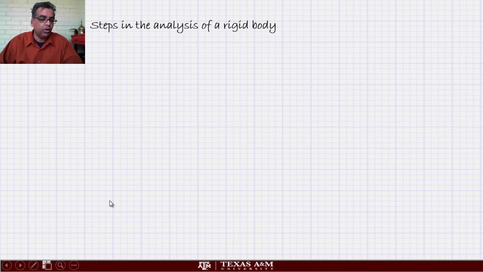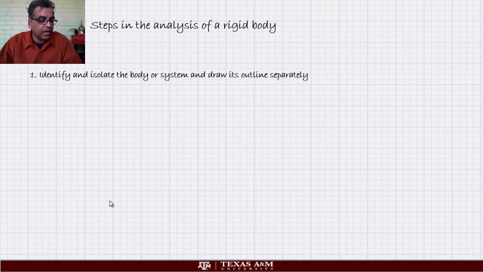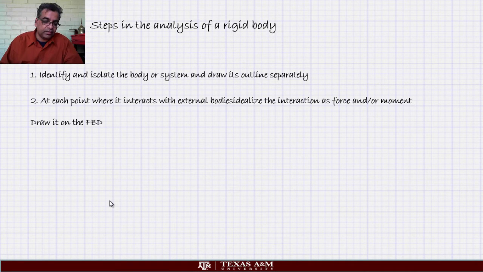Here we go. Okay. Before we go, I want to iterate this throughout the semester. What are the steps in the analysis of a rigid body? So first thing is identify and isolate the body or system and draw its outline separately. This is the free body business, right? The second thing to do is at each point where it interacts with external bodies, idealize the interactions as force and/or moment. Okay, so sometimes it is just one component of force, sometimes it's a distributed force, sometimes you have to put distributed force and moment, you have to make a decision.